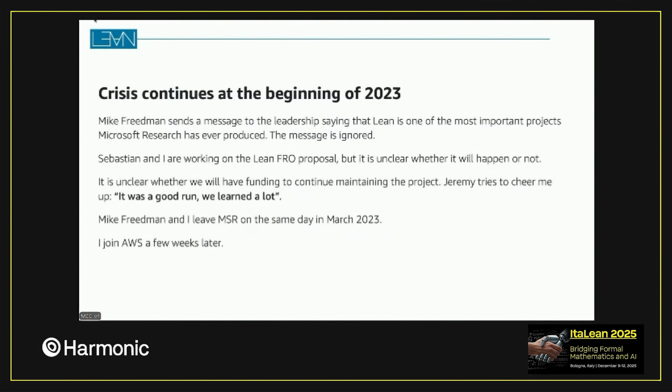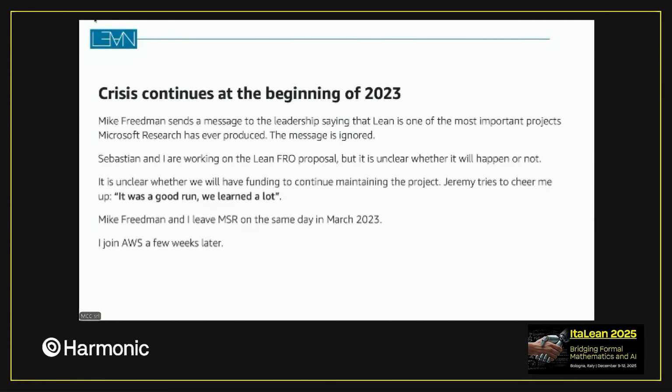Mike Freedman is a Fields medalist that used to work for Microsoft. It's a small world. Mike is also a big friend of Kim Morrison. And he wrote a huge email to the leadership saying, we have to invest in Lean. This is the future. This is super important. He wrote a beautiful email. We did not even receive a reply. And it was clear that it was time to go.